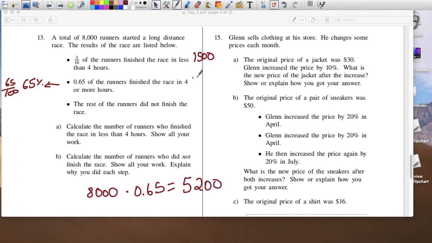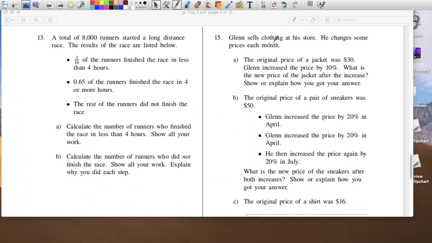So these guys finished in less than 4. These guys finished in more than 4. If I add those two, I get 6,700. And it says that the rest didn't finish. So the difference between 6,700 and 8,000, which is 1,300, is the number of runners that did not finish. Wow, that's a lot.